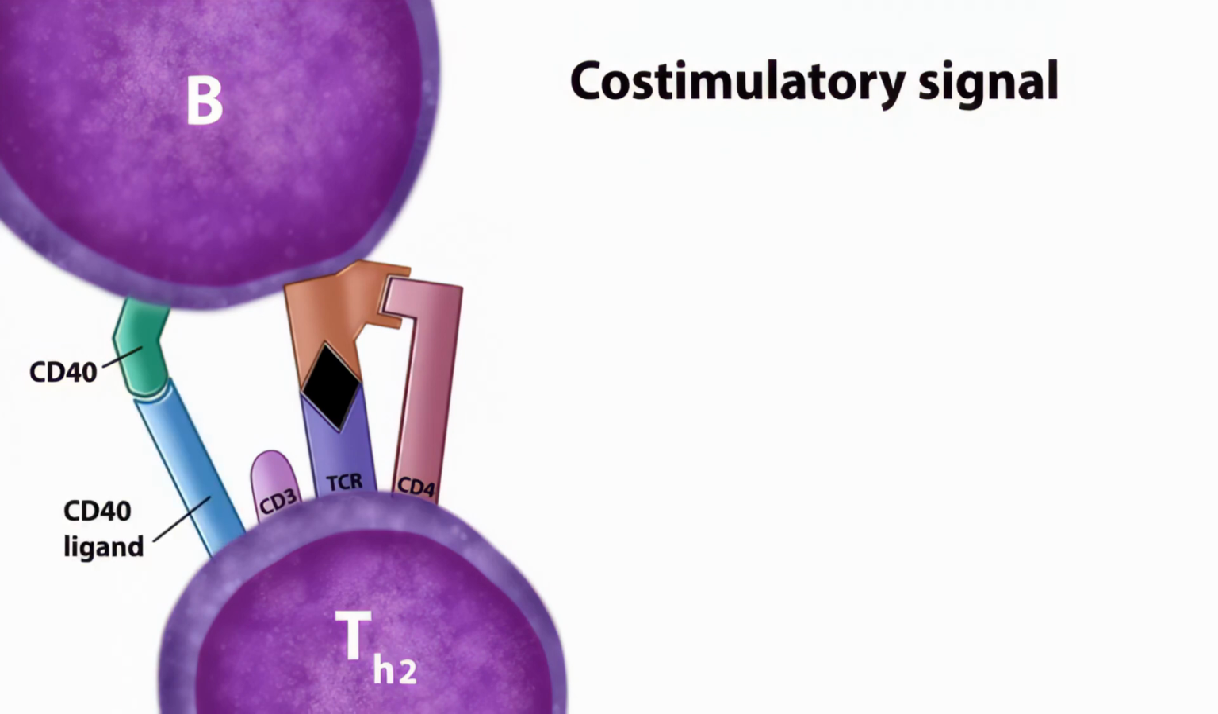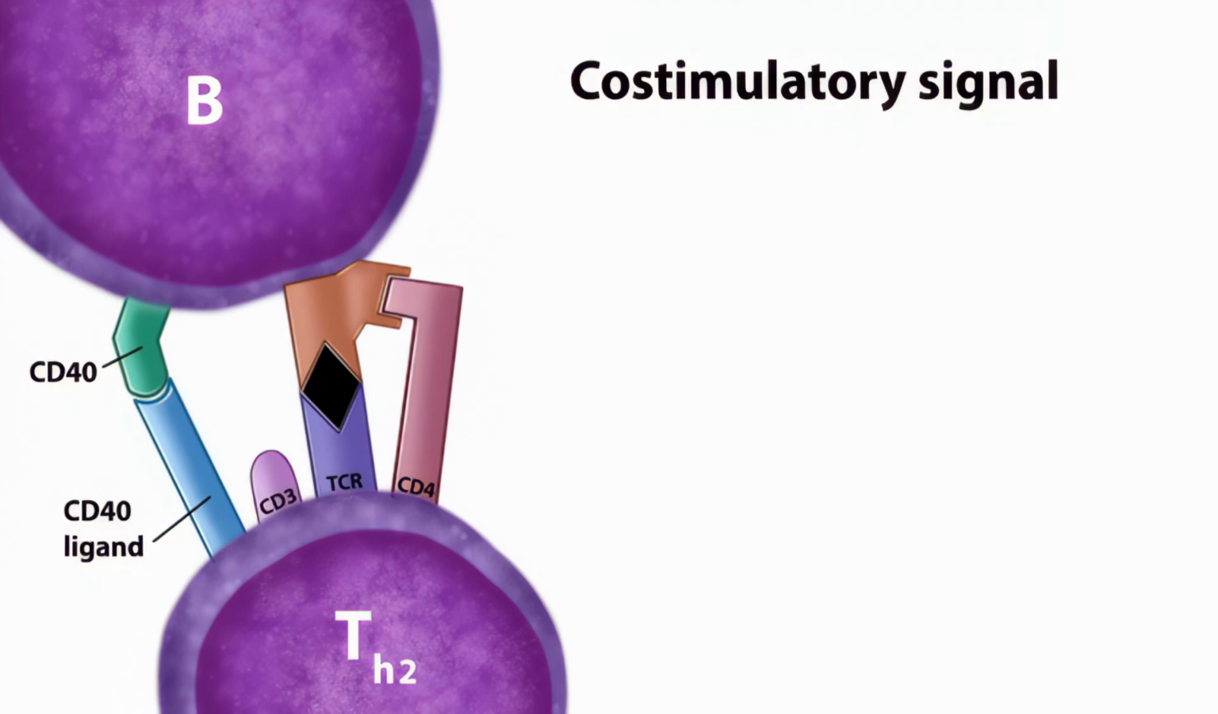CD40 ligand. And finally, the first three steps have now induced this T helper 2 cell to produce IL-4 and IL-5, which stimulates the proliferation of B cells and immunoglobulin class switching of the B cells. We'll talk more about the functions of the B cells in another video. But in a sense, the B cell engulfs the antigen and then asks the Th2 cell for permission to fight the antigen. That's pretty much it for the helper T cells.